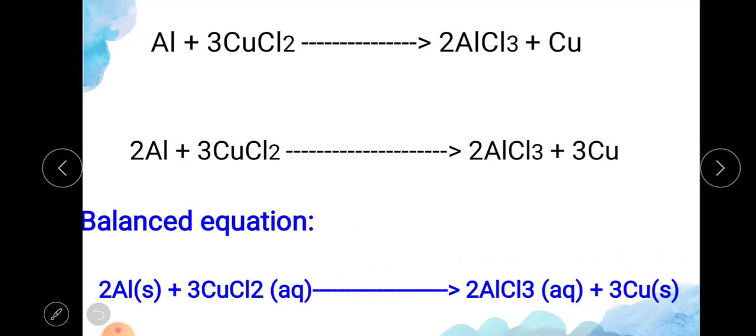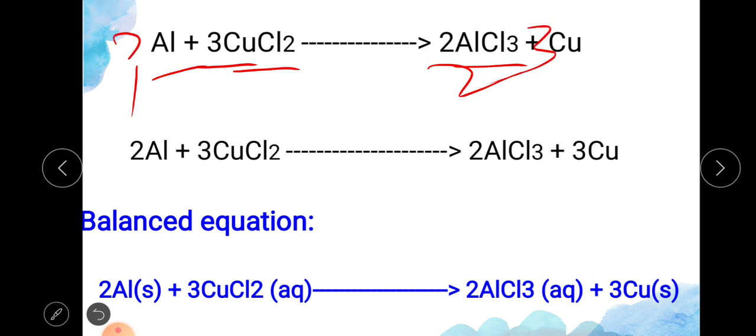Next step. See here, aluminum plus 3CuCl2 gives 2AlCl3 if written. So aluminum on the reactant side is only 1, but here 2. Chlorine is 6 here, 6 here. Copper, by writing this 3, becomes 3 here, but here only 1. So we'll write this 3 here and 2 here, means 2Al plus 3CuCl2 gives 2AlCl3 plus 3Cu. This is the final balanced chemical equation: 2Al in solid state reacts with copper chloride in aqueous form to give aluminum chloride in aqueous form plus 3Cu.